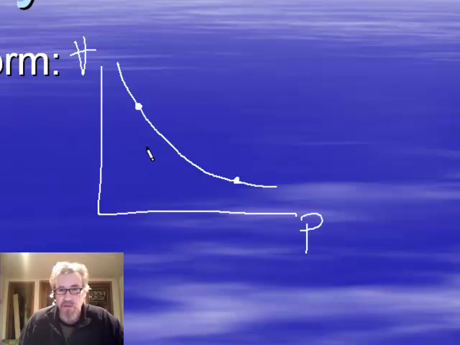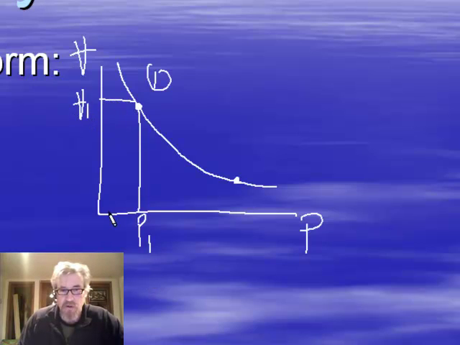pressure and volume condition. So let's say we have condition number 1, where the pressure is P1, and the volume that corresponds to that is, we'll call it V1. And here's condition number 2 on the same curve, so the temperature and the number of moles of gas hasn't changed.